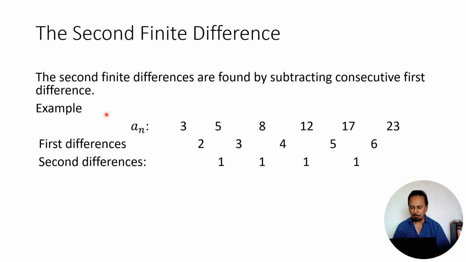Second differences are found by subtracting the consecutive first differences. So let's see, a sub n is 3, 5, 8, 12, 17, 23. The first differences are 5 minus 3 is 2, 8 minus 5 is 3, 12 minus 8 is 4, 17 minus 12 is 5, 23 minus 17 is 6. The second differences are 3 minus 2 is 1, 4 minus 3 is 1, 5 minus 4 is 1, 6 minus 5 is 1.